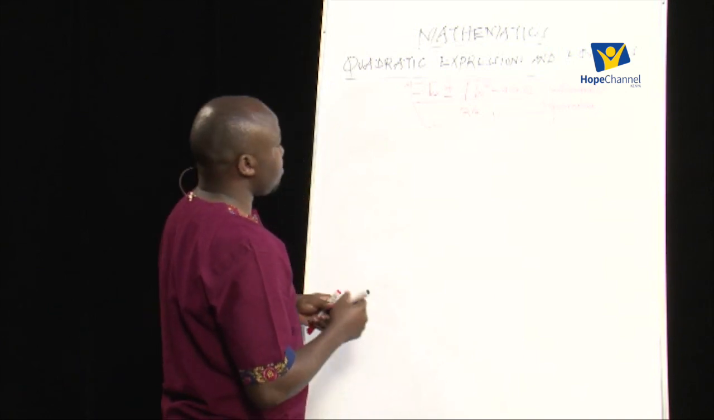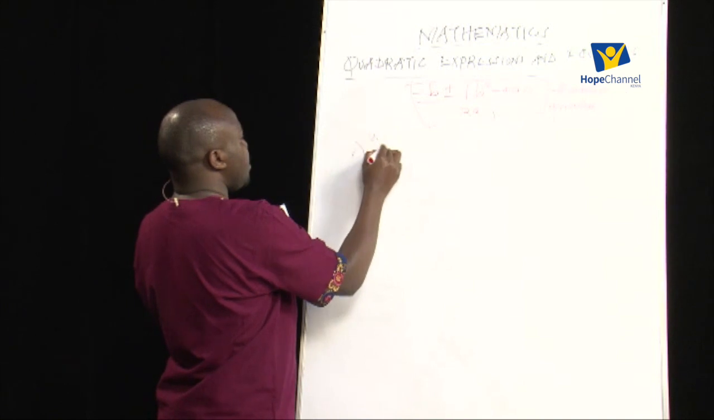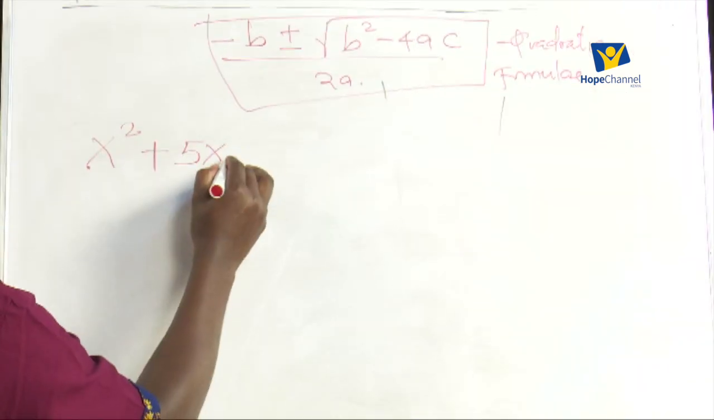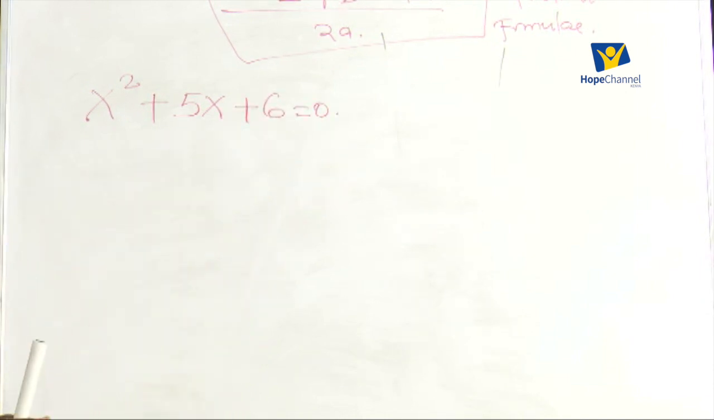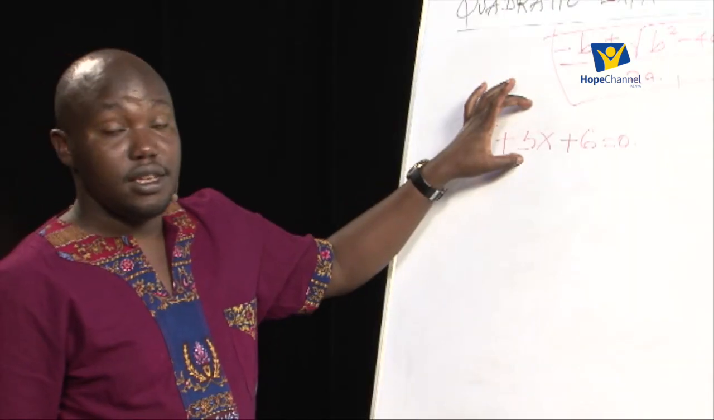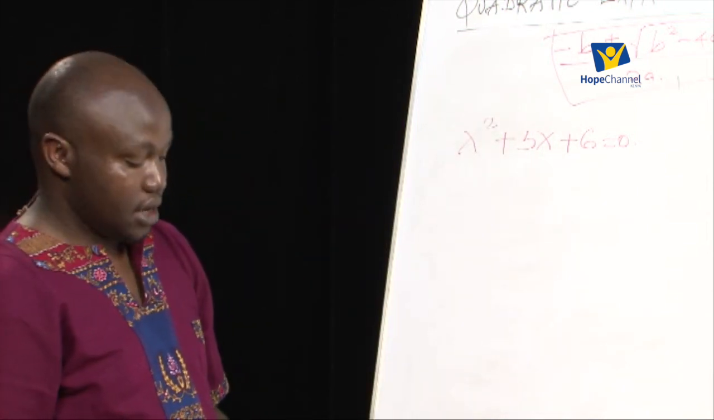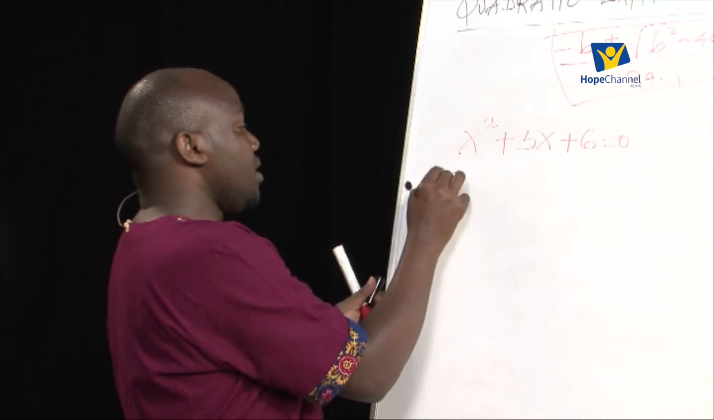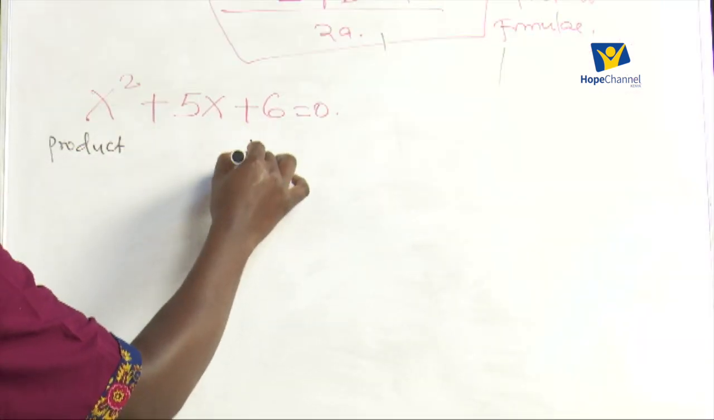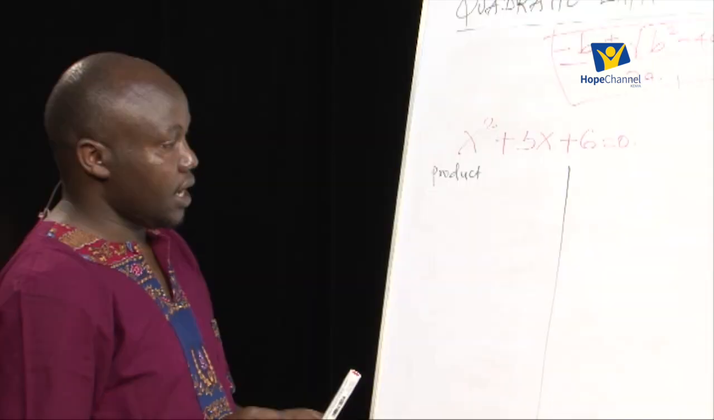I want to use a very simple question: x squared plus 5x plus 6 is equal to 0. I want you to solve this equation using the three formulas. The first one I want to start with is the product sum rule, the one that we started with. Let me demarcate this into three parts so that we prove those answers correctly.